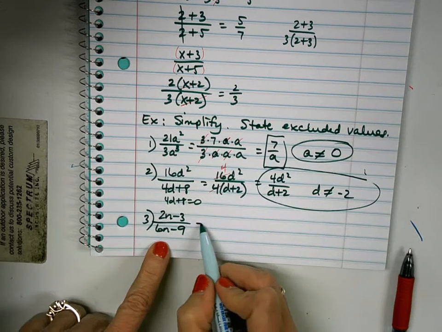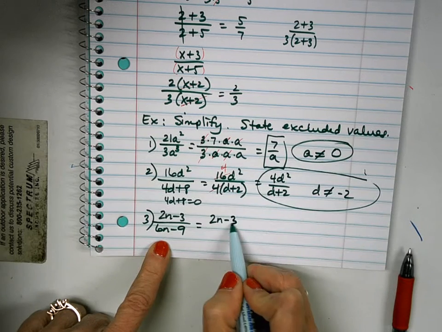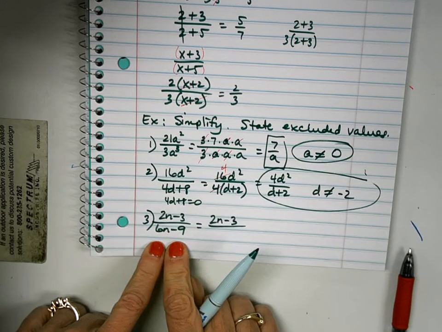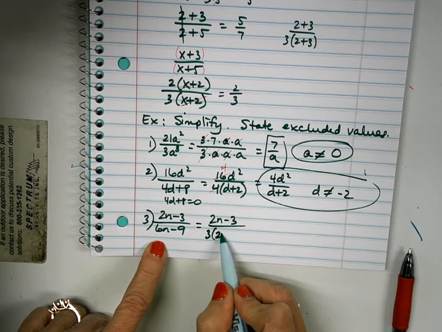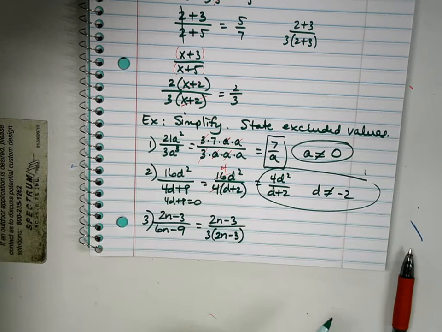But we can factor the bottom, right? So I'm going to leave the top as 2n minus 3. Pull out a GCF of what? 3. And I'd be left with 2n minus 3. This is the point where I can reduce.